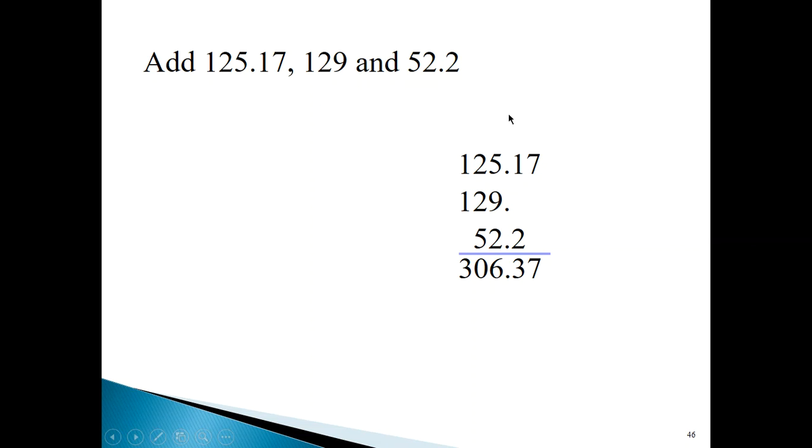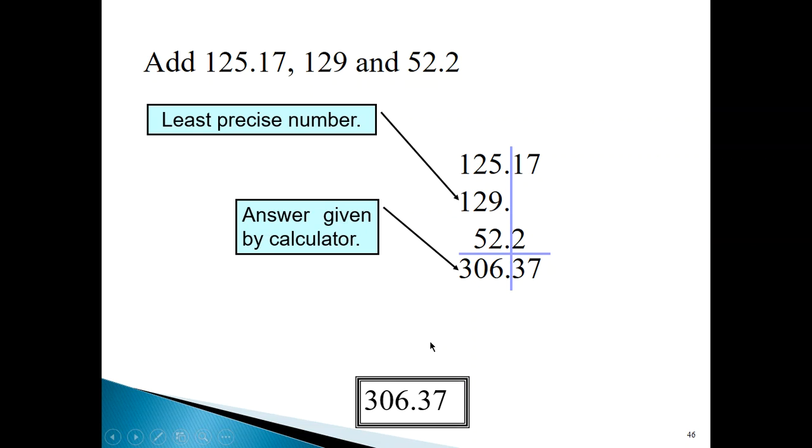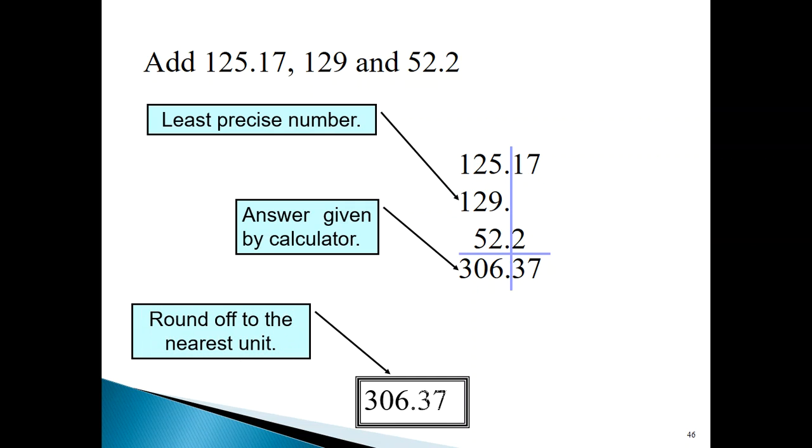Now, to give a pictorial representation of how we round off, all we have to do is set up the numbers like this, and we draw a line like that, and basically that line shows you which is the least precise number and the extent to which you round off your final answer. So therefore the least precise number is the 129, and therefore your final answer must be rounded off to the same extent. So it must be rounded off to the unit place, and therefore the answer would be 306. So that's the answer right there. So that's basically how we deal with addition and subtraction.